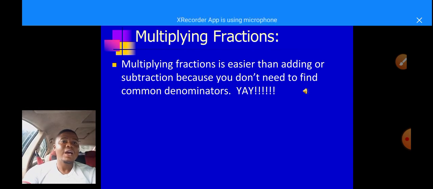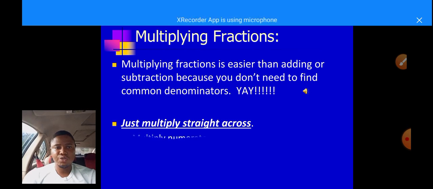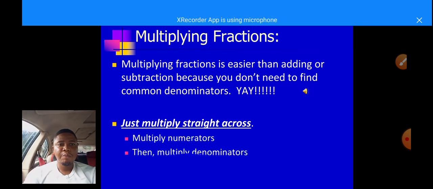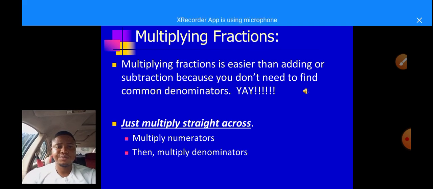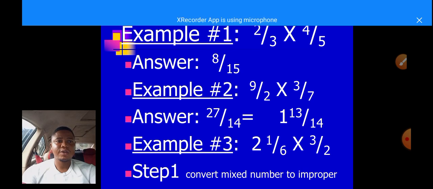LCM. Okay? I know someone is saying, yeah, wow, thank God I'm not going. You don't need to look for LCM. Just multiply straight across. That's all you need to do. Multiply the numerators. Multiply the denominators. And you simplify your answer.